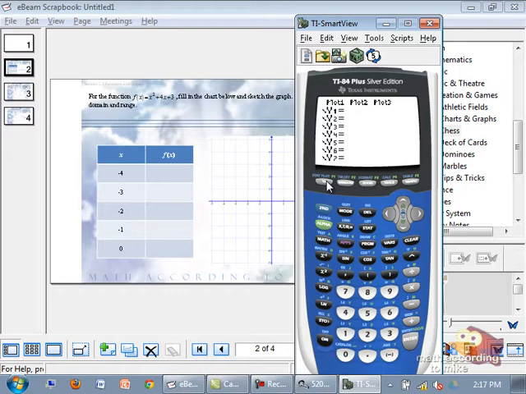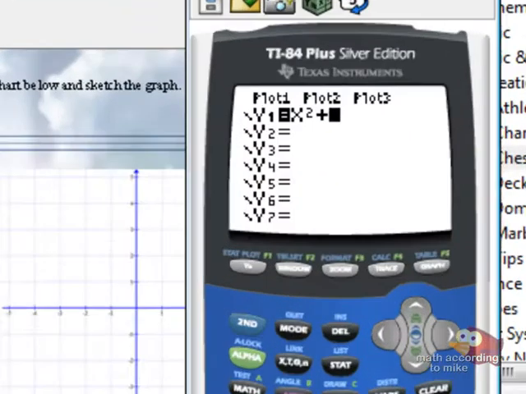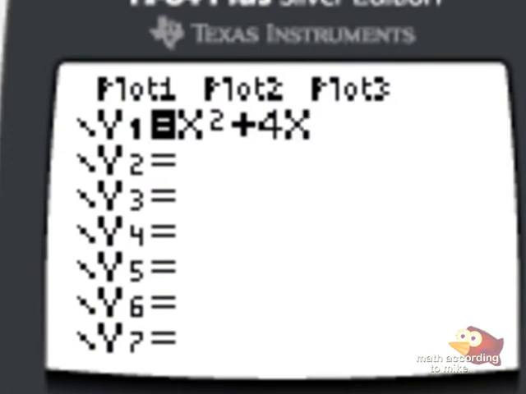The x you should be using is this button right here, second row, second column. It says X, T, theta, n. You want to use that guy. So we're going to say x squared plus 4x plus 3.